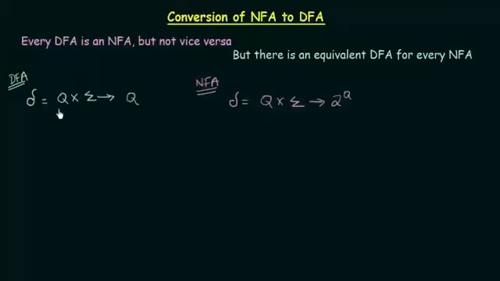If you look carefully, you can see that Q cross sigma to Q is contained in Q cross sigma to 2 power Q. Q is also a part of 2 power Q. I hope you're getting what I'm saying, but 2 power Q is not a part of Q. So this is already contained in this. So we can look at these two equations and say that every DFA is an NFA, but every NFA is not a DFA. Alright, but there is an equivalent DFA for every NFA, because there is a way we can convert every NFA to a DFA.